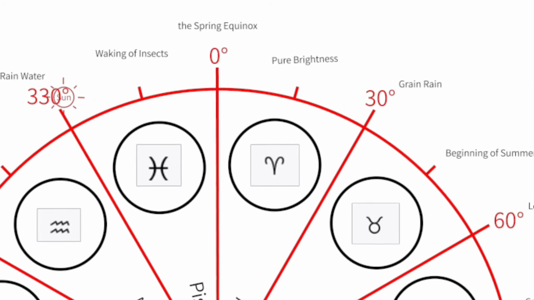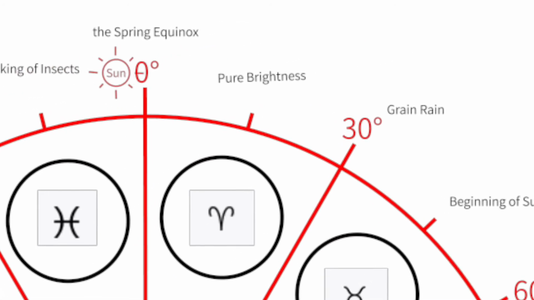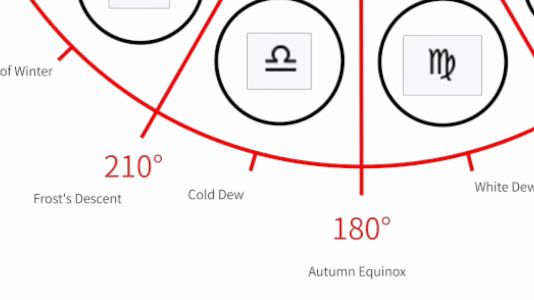For example, when farmers in ancient China discovered that the Sun moved to the spring equinox, they began to sow wheat seeds in the fields. When they found that the Sun moved to the autumn equinox, they began to harvest wheat.